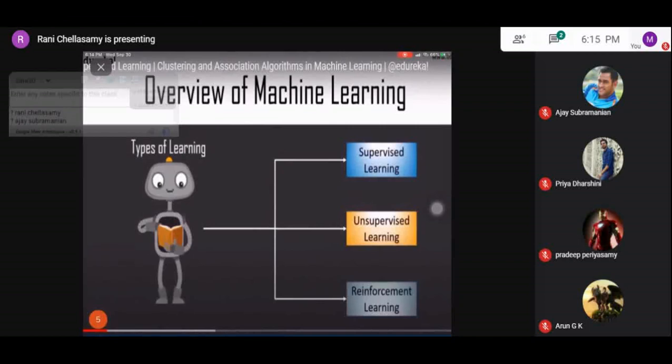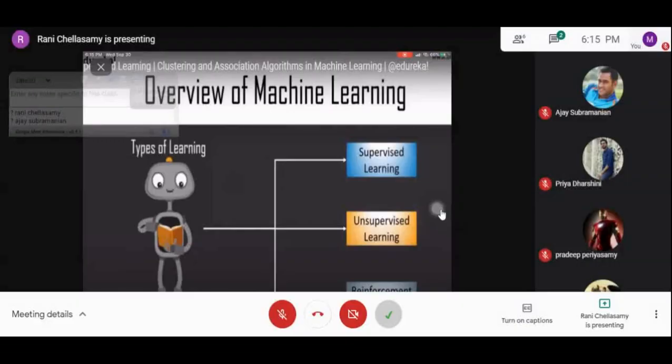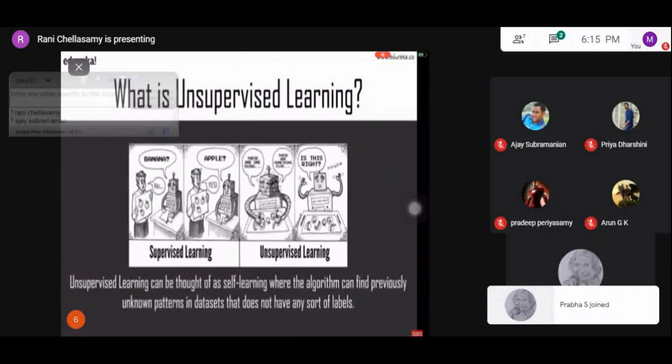Coming to reinforcement learning, it is a different kind, apart from the other two learning methods. Reinforcement means the agent will be learning the environment based on its experiences. Whatever experiences are faced by the agent, the agent is going to be rewarded or punished. With this short note, we will move on to unsupervised learning.